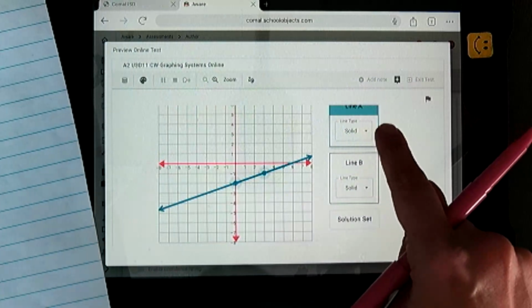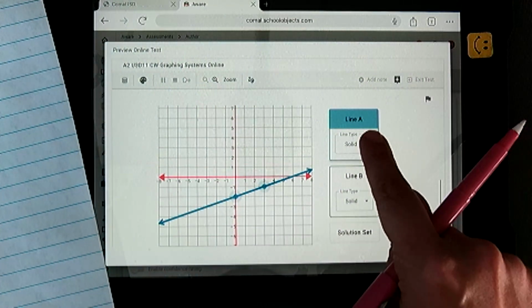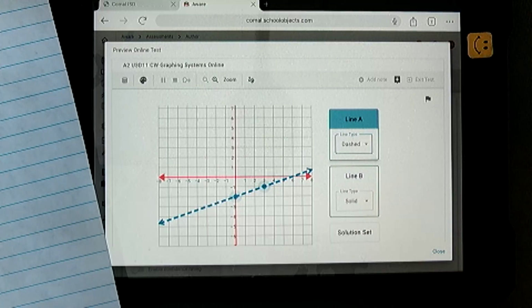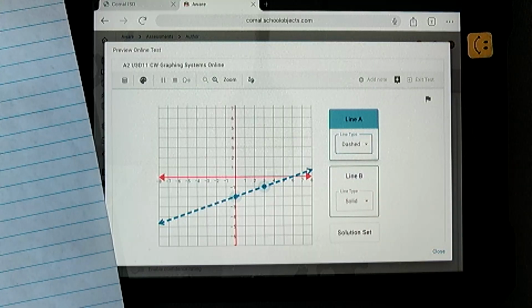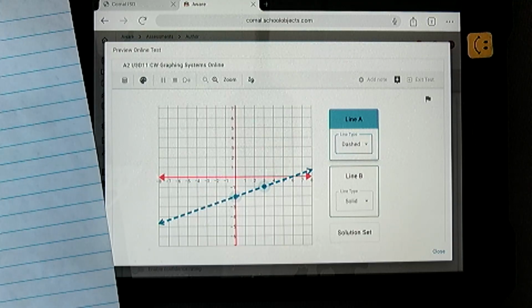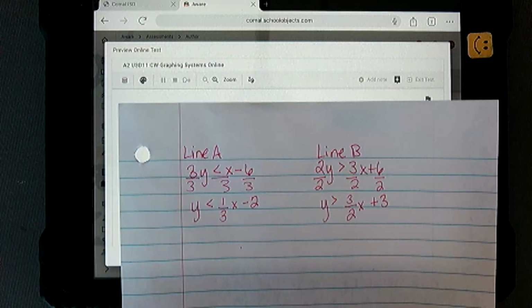So I'm going to have to go here to line A, which is highlighted. It's also blue to match the color. And I need to change that to dashed. It's going to default to solid. So if you don't change it, it will mark it wrong. And then I know that I'm going to have to shade below.